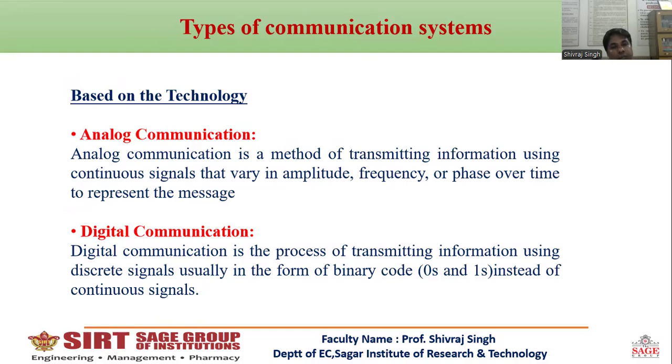That means in analog communication, we use continuous signals to transmit from transmitter to receiver. Digital communication is the process of transmitting information using discrete signals, usually in the form of binary data or binary code in terms of 0 or 1 in place of continuous time signals. In digital communication, the main advantage is that it does not suffer from the noise problem which arises in analog communication.